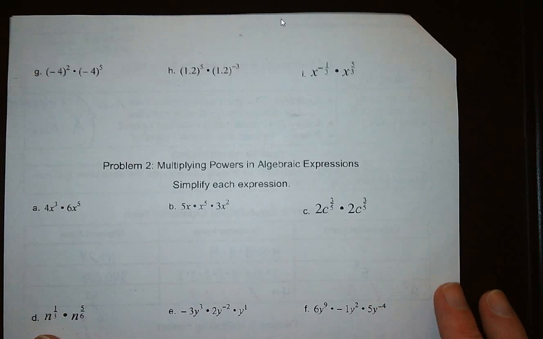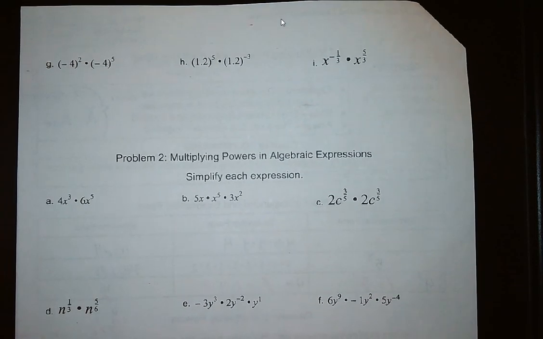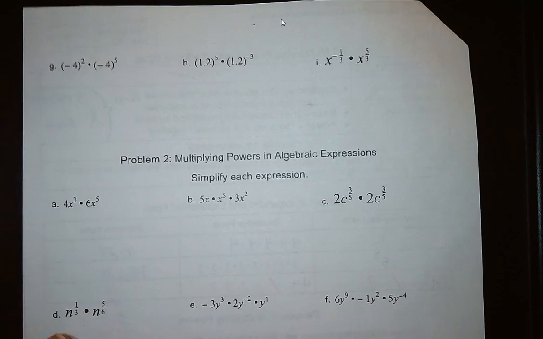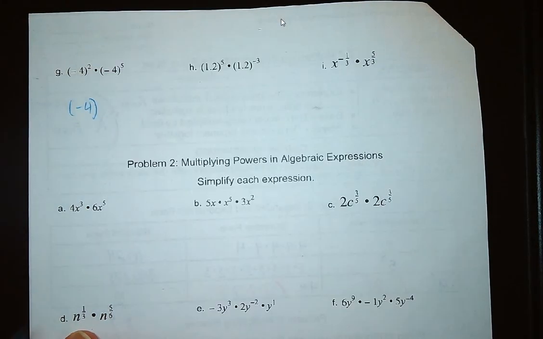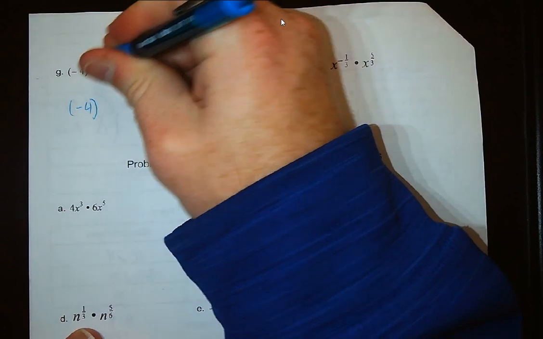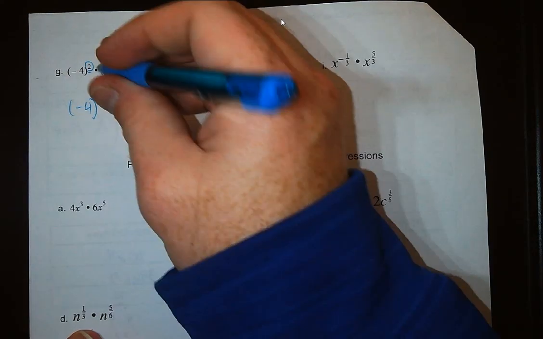I want you guys to try letters G, H, and I on your own, and then we will go over them. All right, letter G, we have a base of -4, so I'm going to start with that. Wrote my base down. My exponents, we have a 2 and a 5. We are adding them together. 5 plus 2 is 7.